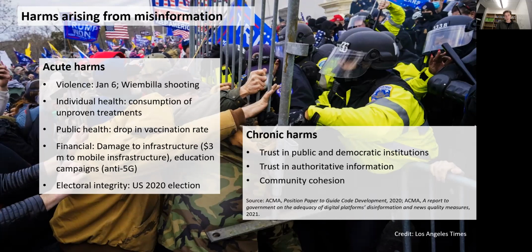There's also chronic harms that result, some of which we've been looking at already. This kind of decline in trust in public and democratic institutions, decline in trust in authoritative information and traditional news media sources, and a decline in community cohesion with this increasing polarization. Again, it's difficult to know for some of these things what is cause and what is effect. I think they're very complex phenomena that we're dealing with here. Nonetheless, it seems clear that there is a problem, that there are real world effects that are damaging to society more broadly, particularly democratic society.